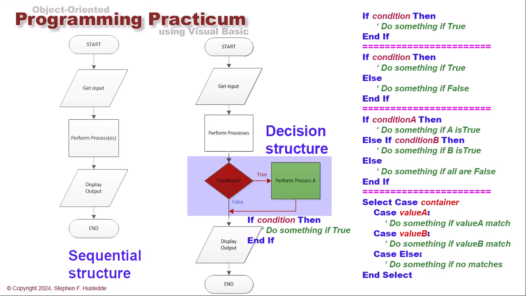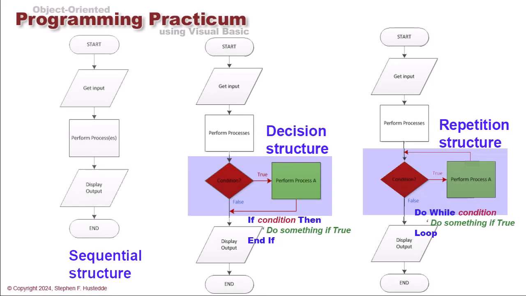And by now, you should have a pretty good feel for those different conditional structures. Now we're going to introduce another structure, and that's called a repetition structure, often referred to as a loop. And it looks very similar to the decision structure, but look at the arrows.